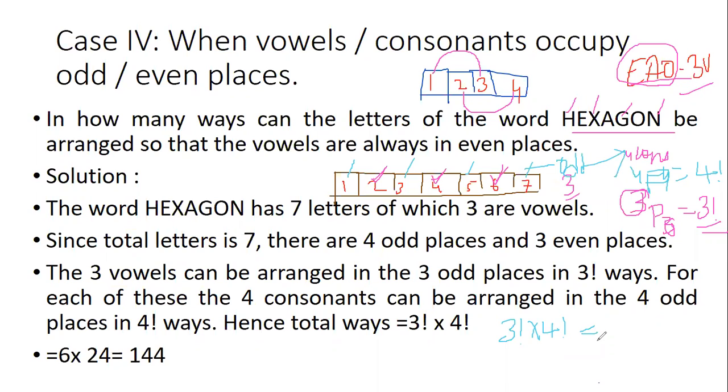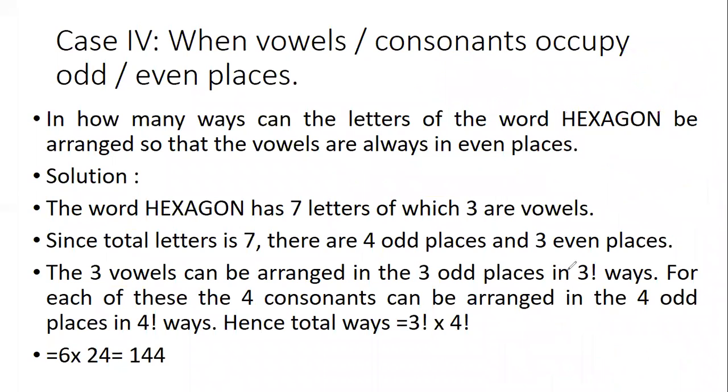Clear? Now let us find the factorials. 3 factorial is 3 into 2, which is 6. Then 4 factorial: 4 threes are 12, 12 twos are 24, 24 ones are 24. So 6 into 24 is 144. So I have 144 ways where I can arrange the word hexagon so that the vowels are in the even places. Clear? Understood?